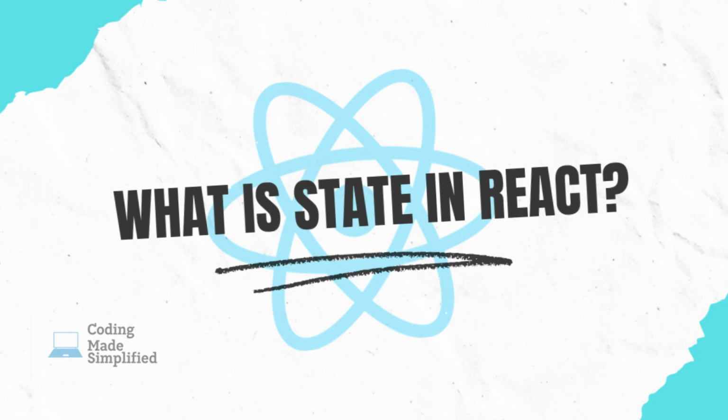So let's get started. First, we will talk about what state is in React. In simple terms, state is a way to store and manage data within a component. It allows us to keep track of information and manage data which can change often, and it gives us information about a component and how that component will be rendered on the screen.